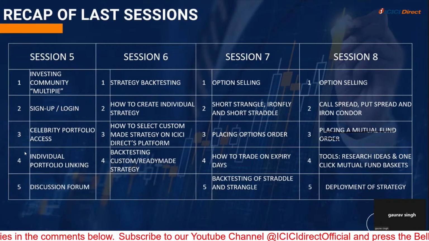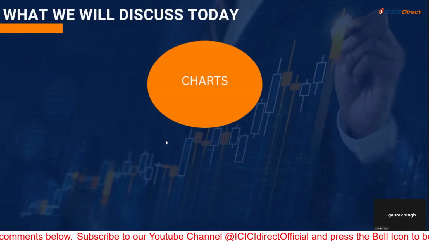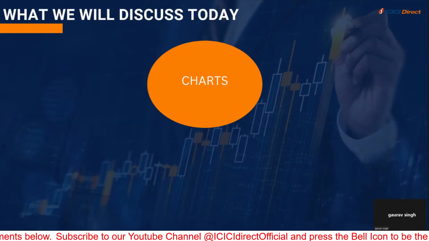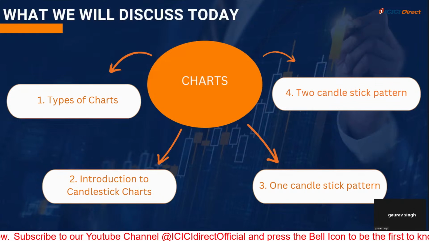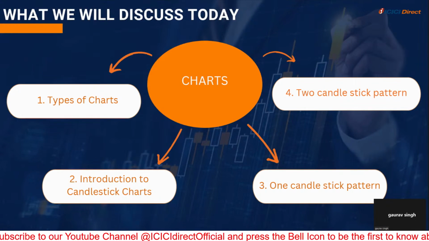After that, we'll be covering only charts. So what I'll do is I'll just give you a recap of the sessions that we have done in charts. We started with types of chart. We went to introduction of candlesticks. From there, we went to one candlestick pattern, and after that, we had two candlestick pattern to discuss. So we have already covered 1, 2, and 3. Today we'll be covering the fourth part, that is two candlestick pattern.